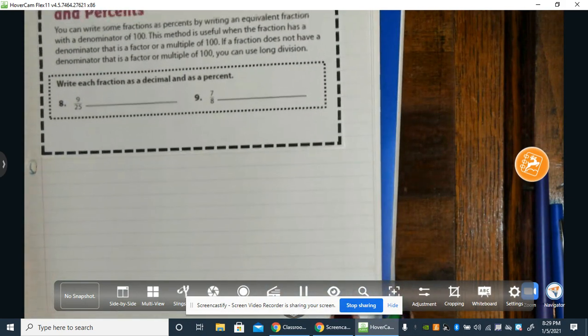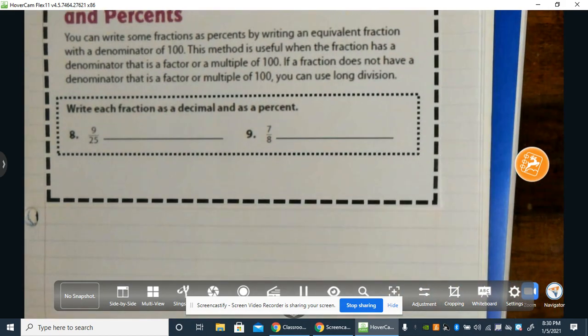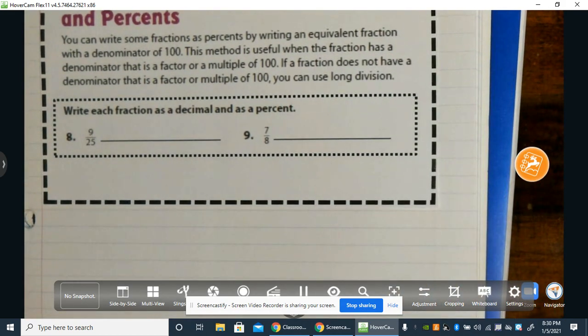So you can write some fractions. I'm going to zoom in so you can see. You can write some fractions as a percent by writing an equivalent fraction with a denominator of 100. This method is useful when the fraction has a denominator that's a factor or a multiple of 100. And we looked over those numbers. If a fraction does not have a denominator that's a factor or multiple of 100, you can use long division.